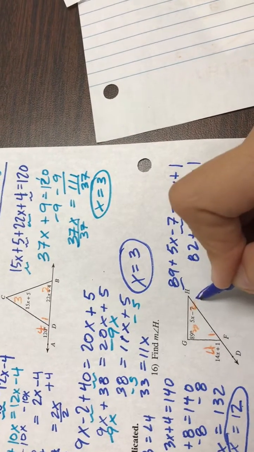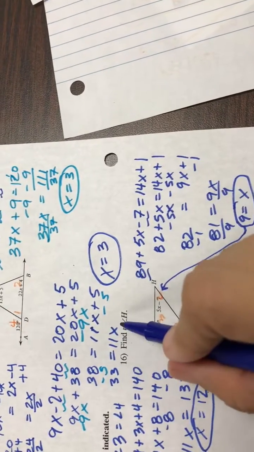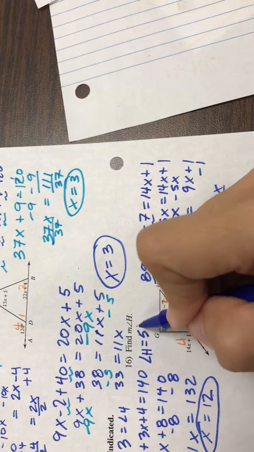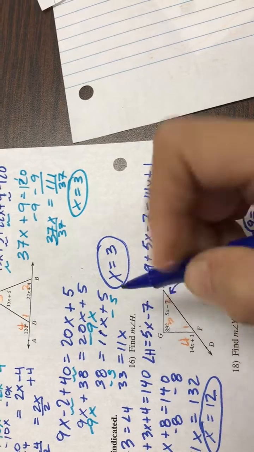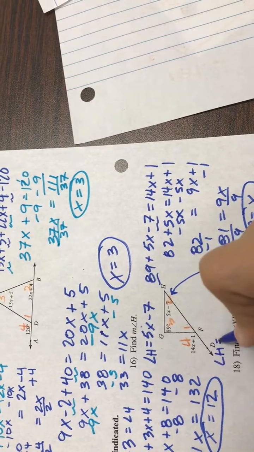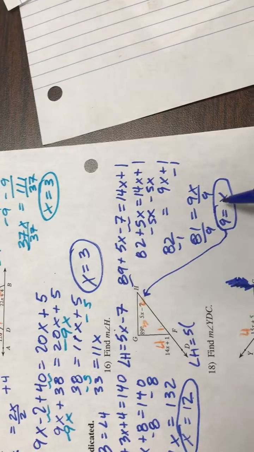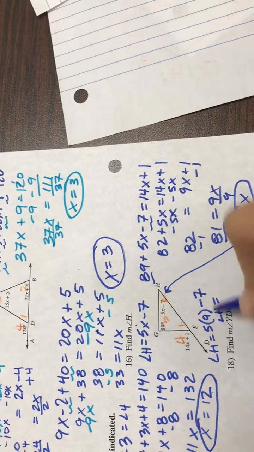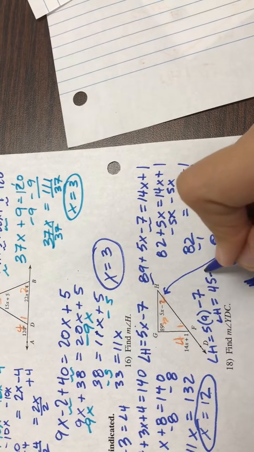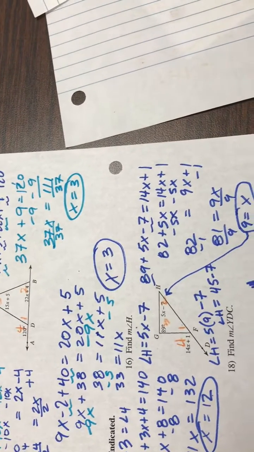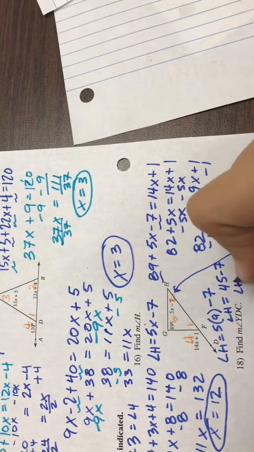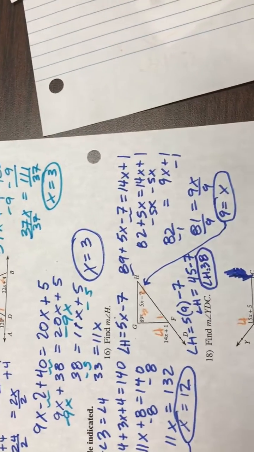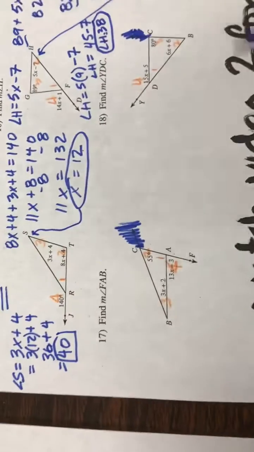However, all I've done is solve the mystery of the x so that I can find the measure of angle H. So angle H is 5x minus 7. So angle H would be 5 times 9 minus 7. So angle H would be 45 minus 7. So angle H would be 38. Final answer. Let's keep going.